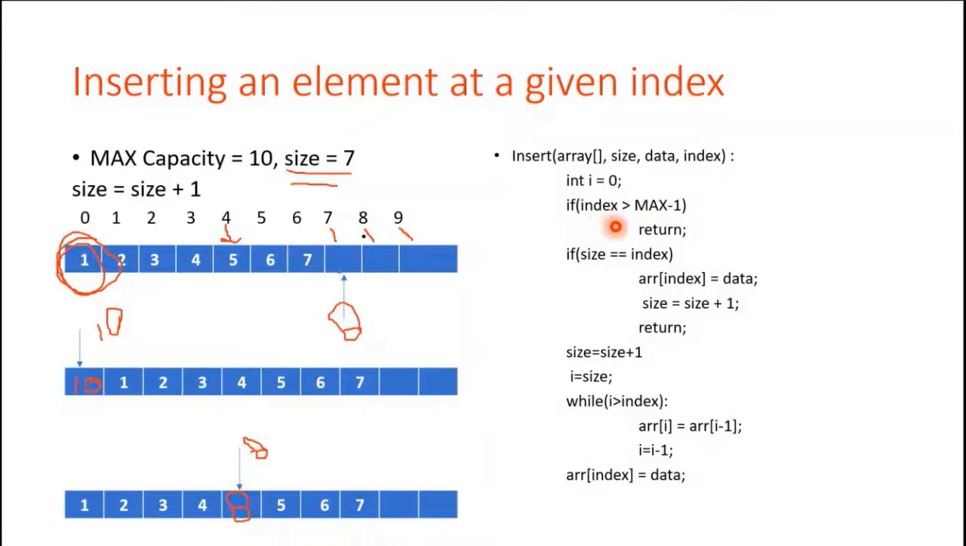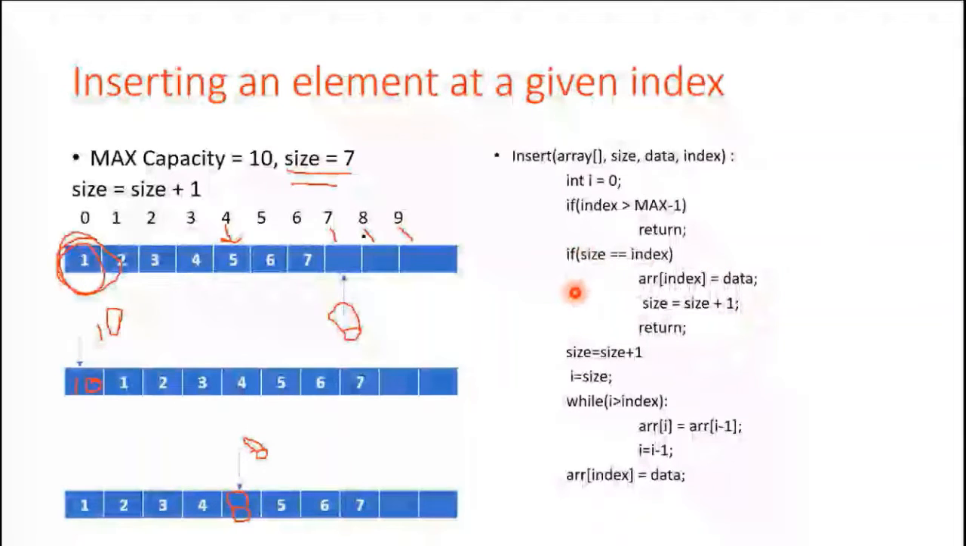If this condition is false, the control will go into this block. Note that this is the first case: if size equals index. Here we want to insert at 7, and the index is 7 and the size is also 7. If size is equal to index, we put the data at index, we increment the size, and we return. We don't proceed further.